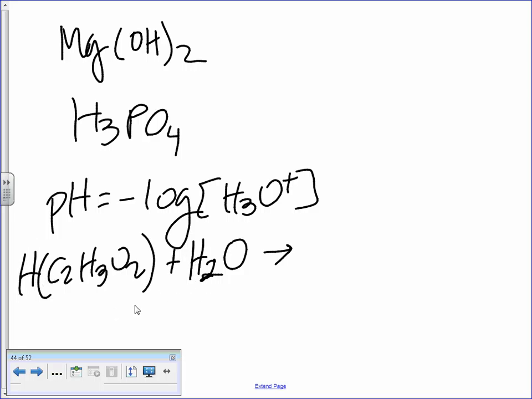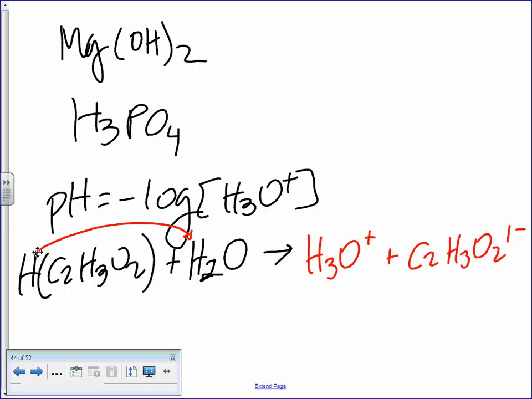What would this hydrogen being donated to the water make? It makes a hydronium, and acetate, which is left all alone with its negative charge. Okay, I've written a forward arrow here to say this is happening in the forward direction, but sometimes it can reverse as well. It's called a reversible reaction, a two-way reaction.